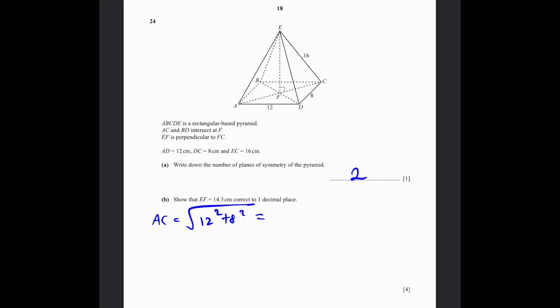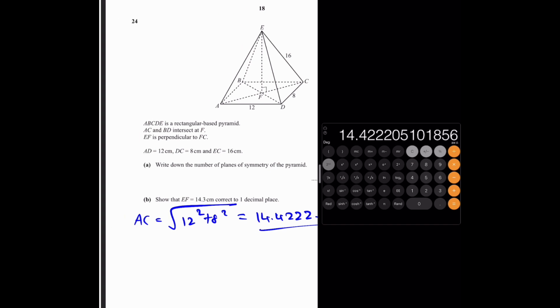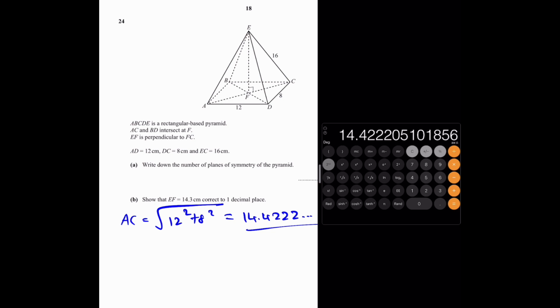And doing that, we can use our calculator. 12 squared is 144 plus 8 squared is 64. 208. Now the square root is 14.4222 centimeters. I'm not rounding this off because only at the end of the question you're supposed to round off to 1 decimal place. Before that, it's not good. Now, as for FC, we just divide by 2. Alright, FC equals AC by 2. And let's do that real quick. 7.2111. Well, now we can find EF.